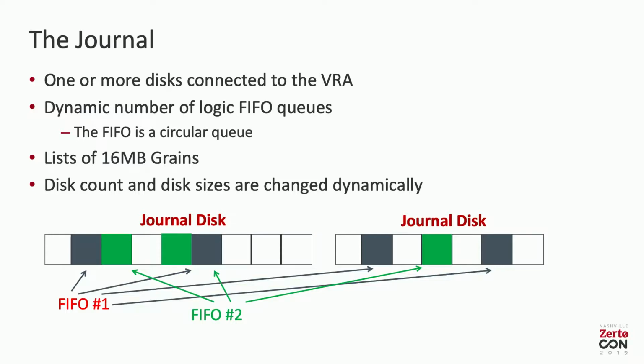Okay? But then it's very easy to grow those queues. You just add more grains. We refer to the 16 megabyte chunks as grains. You add more grains to the list. So you get a larger queue. You take them and add them to the free pool, and you shrink the journal.